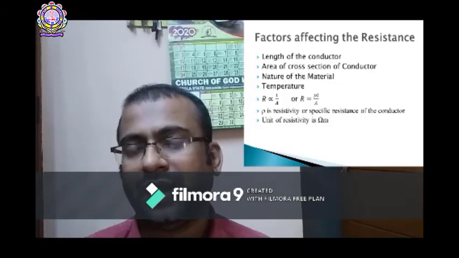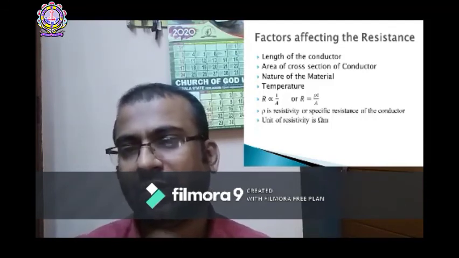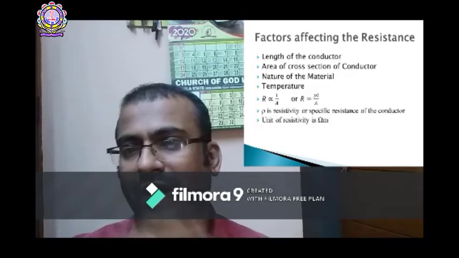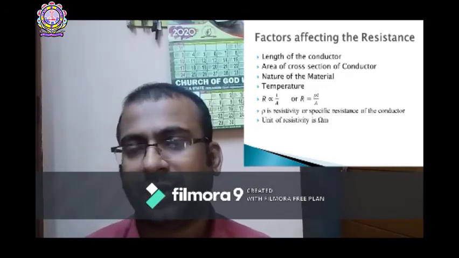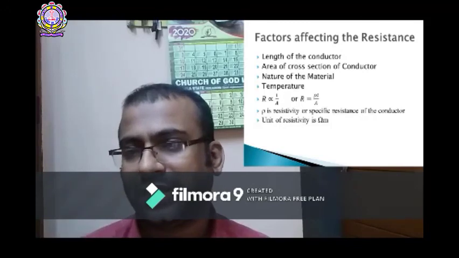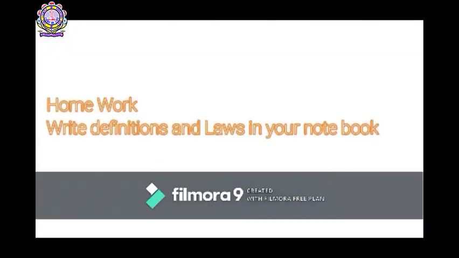And what is the unit of resistivity? Let us substitute the values. R is equal to rho L by A, or from here we can write rho is equal to R A by L. In R A by L, meter square and meter get cancelled, and only meter is left. So the unit of resistivity is ohm meter.